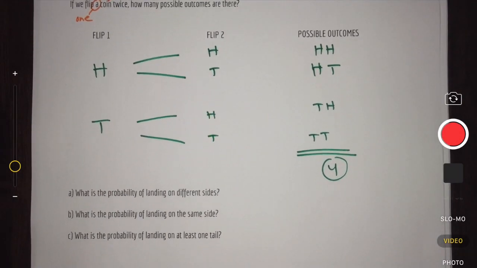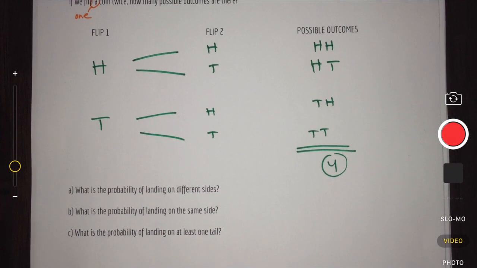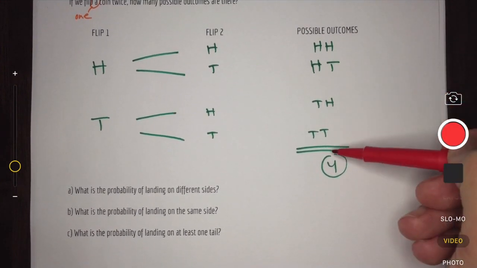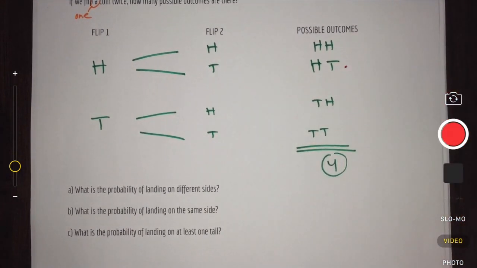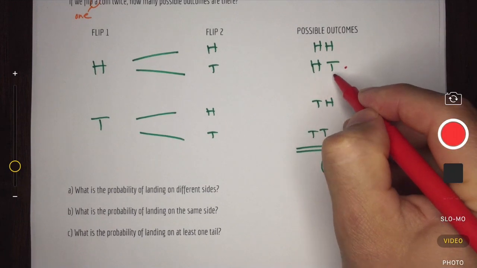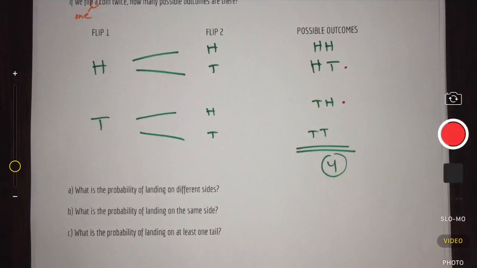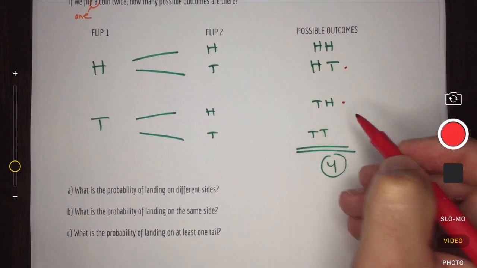So for question A, it says, what is the probability of landing on different sides? By landing on different sides, and I'm just going to use a red pen here to identify that, that means that I get one side with flip number one and a different side with flip number two. So I can just look through my possible outcomes because I've taken some time to organize them, and that can happen in this particular situation here because I can get heads and tails, or it can happen in this particular situation here because I can get tails and then heads.